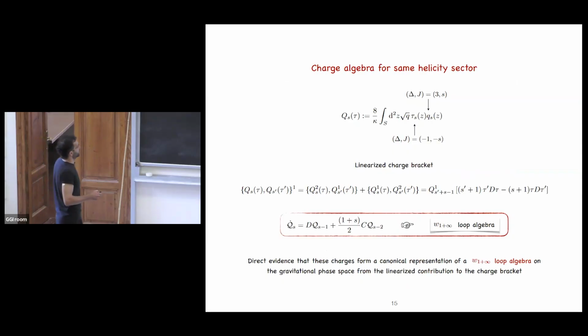Furthermore, you can construct charges by integrating these aspects on the sphere. And using that action on the news and on the shear that I showed you before, you can compute the algebra. This is only at the linear order, but you can also do it at the quadratic order. And that's how you get the W1 infinity. So this is a story that I think more or less we are familiar with.